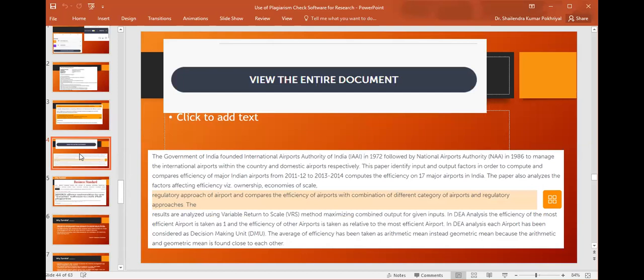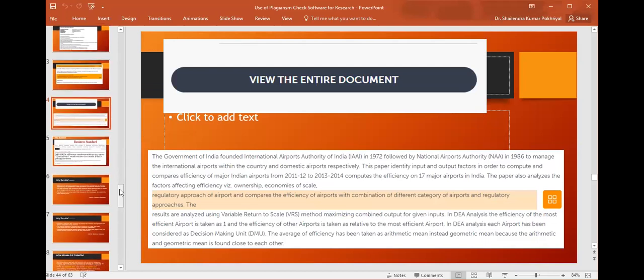Here, which sentence is basically problematic? Urkund is highlighting the same sentence. You can see here: regulatory approach of airport, and compares the efficiency of airport with combination of different category of airport and regulatory approaches. This is basically plagiarized from other sources. So it is highlighting.